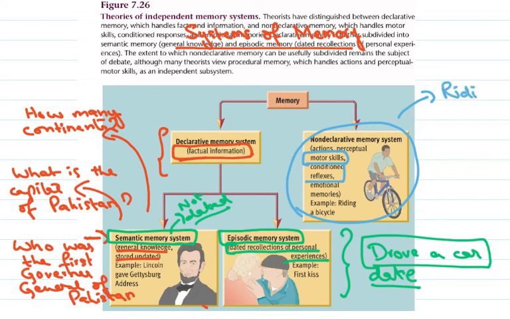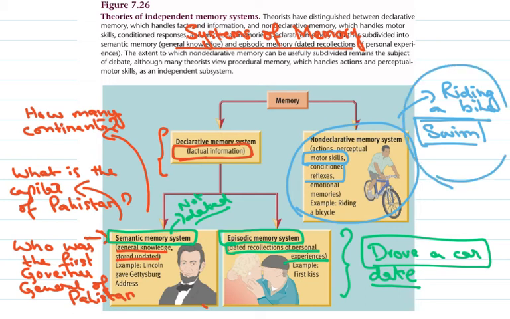but you cannot really declare it. Or for example, you know how to swim, but you cannot put this into words in terms of how do you know this, or how do you swim. So all of these different actions, motor skills, and reflexes are part of your non-declarative memory system.